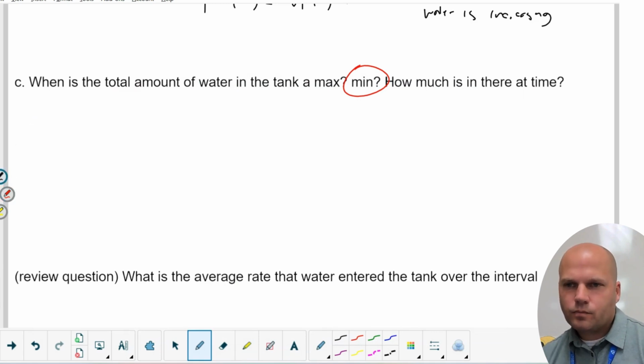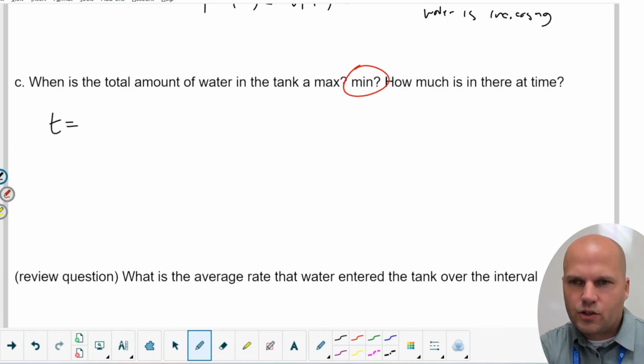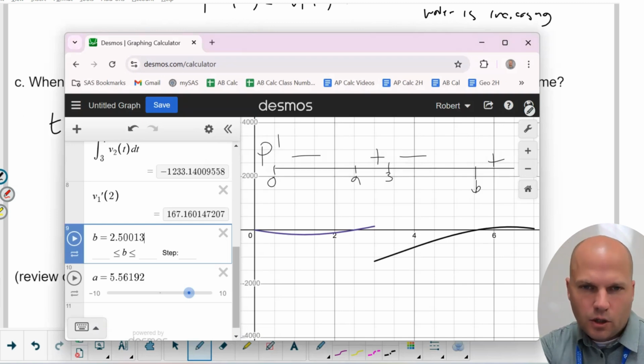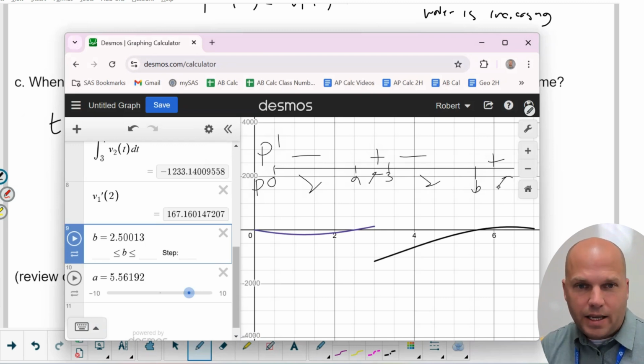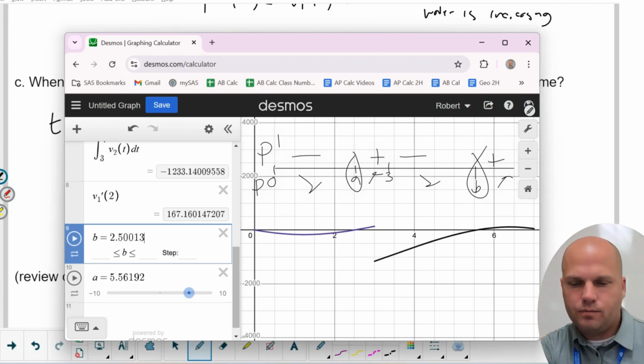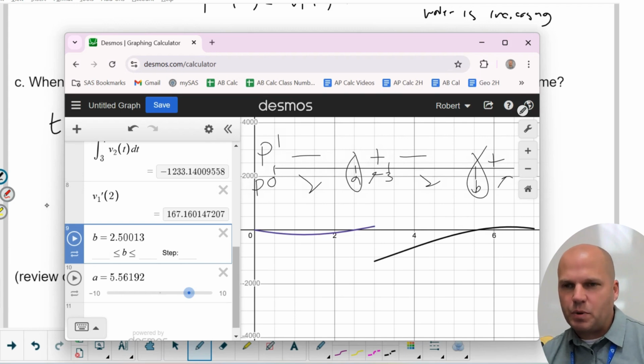All right, well, T equals A, because my water level decreases, then increases, then decreases, then increases. My candidates are actually just at A and at B. Because I go down, then up, then I go down, then up. So T equals A and T equals B are candidates.